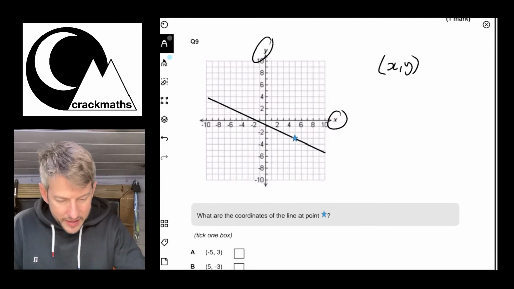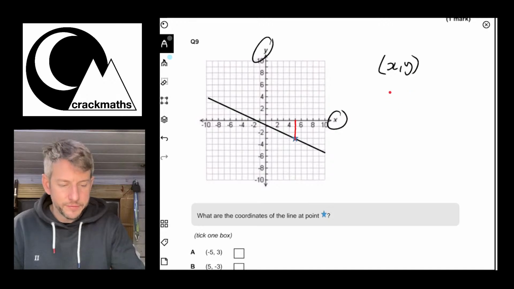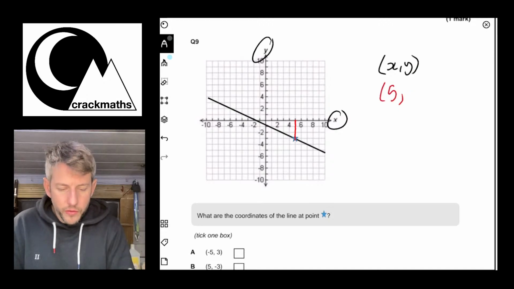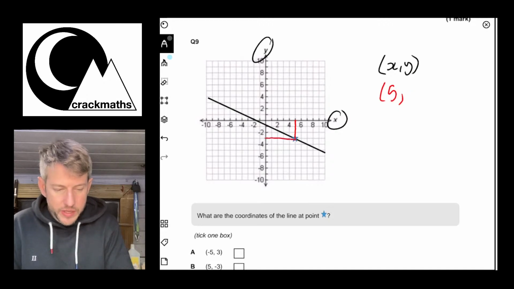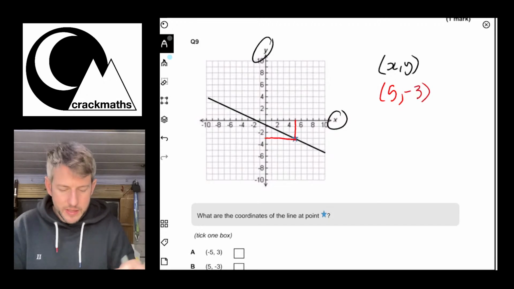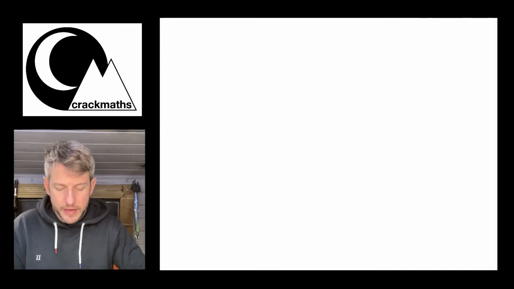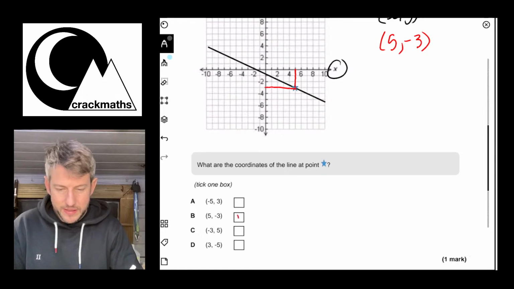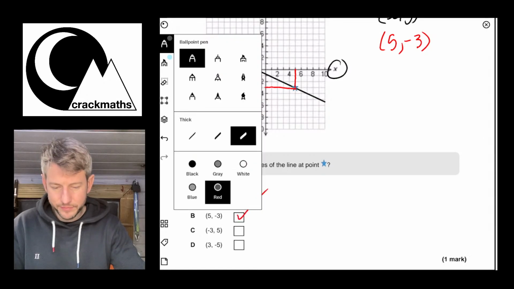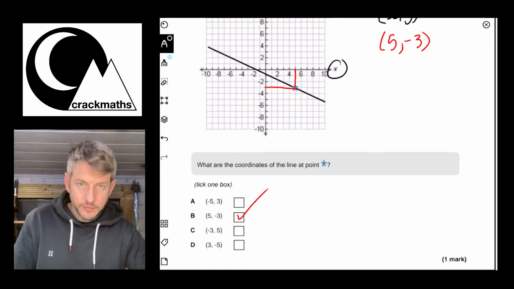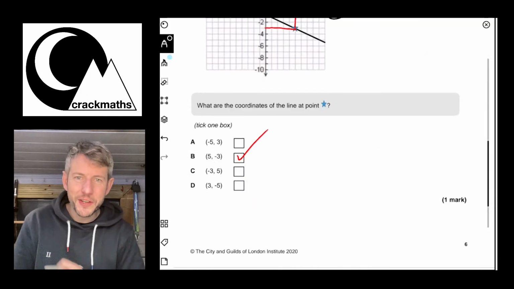So the x is up here, and that looks like it is a 5. The y is here, which looks to me to be negative 3. So is there a 5, negative 3? There is. There we go. Right. Let's continue.